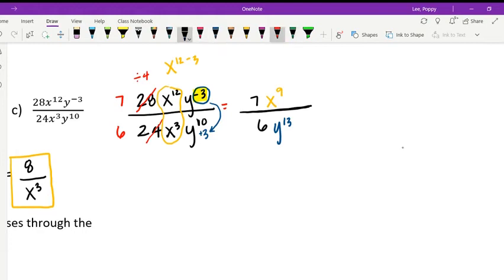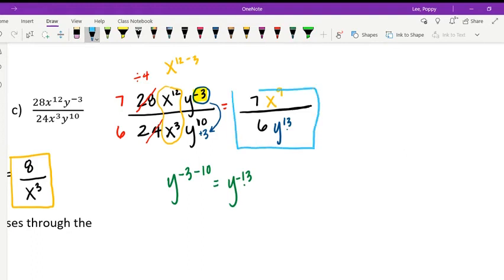The other way that you can look at this one is keep your base the same, keep the y the same, and do y to the negative 3 minus 10. Remember, you keep the base the same and subtract the exponents when you're dividing, and that is y to the negative 13th, which of course would come down here to the bottom. So this is your simplified answer for part C.